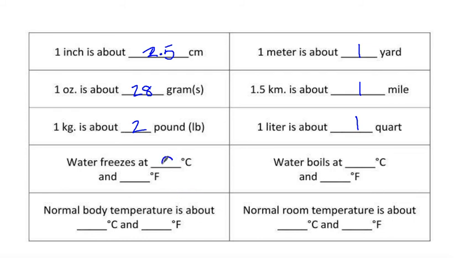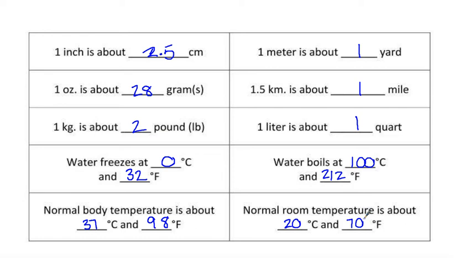Water freezes at 0 degrees Celsius and 32 degrees Fahrenheit. The way I remember that 32 is it has to be 32 degrees outside in order for us to have the chance of getting snow. Water boils at 100 degrees Celsius and at 212 degrees Fahrenheit. Normal body temperature is 37 degrees Celsius or 98 degrees Fahrenheit. Room temperature is about 20 degrees Celsius or 70 degrees Fahrenheit.